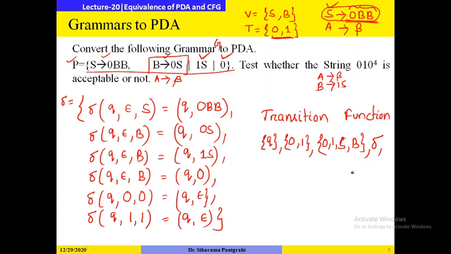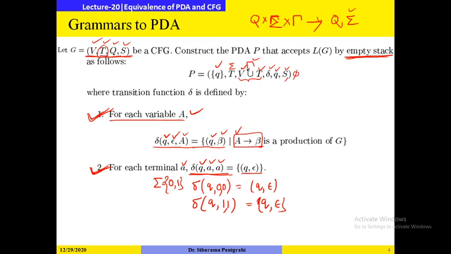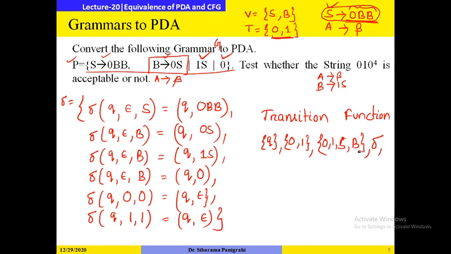Next, what is the next thing? The next thing is delta, the transition function, which is over. Next, the initial state. What is the initial state? U is the initial state because there is only one state.